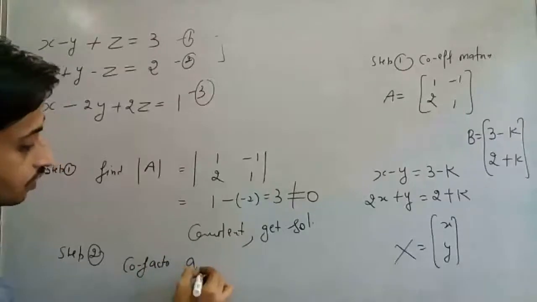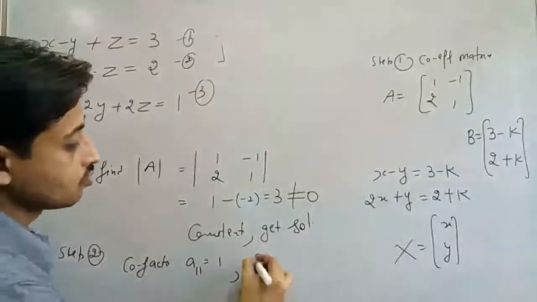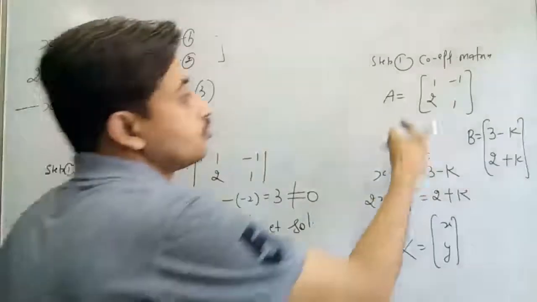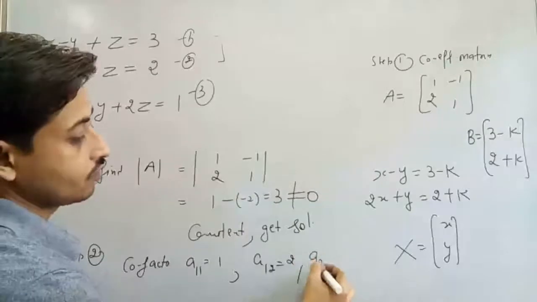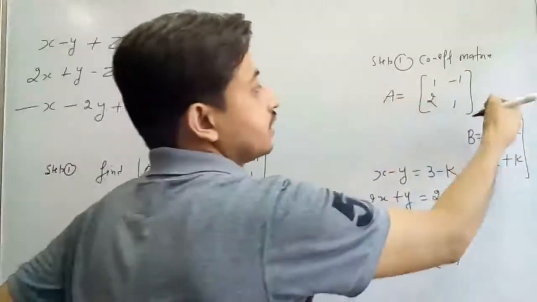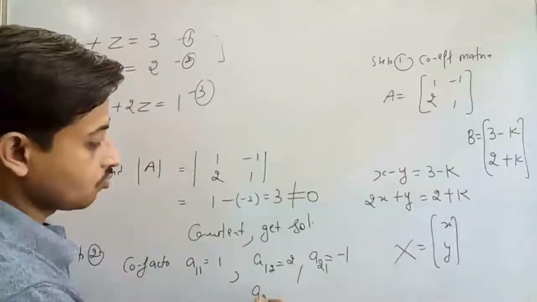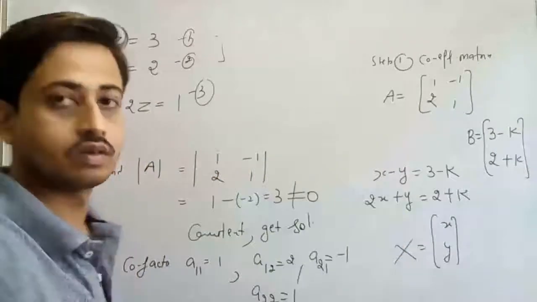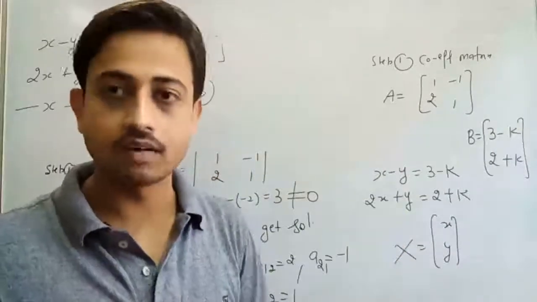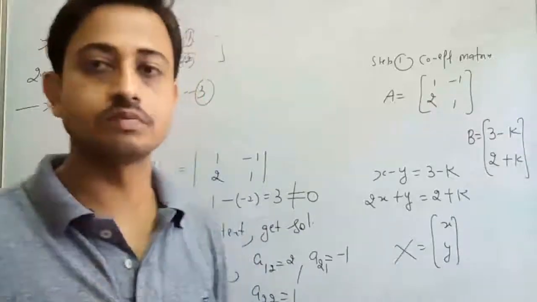Cofactor A11. If we remove the first row and first column, we get 1. Cofactor of A12. Remove the first row, second column, we get 2. Cofactor of A21. Remove the second row, first column, we get minus 1. Cofactor of A22. Remove the second row and second column, we get 1. So please make a note first, then I am going to write the cofactor matrix and determinants.